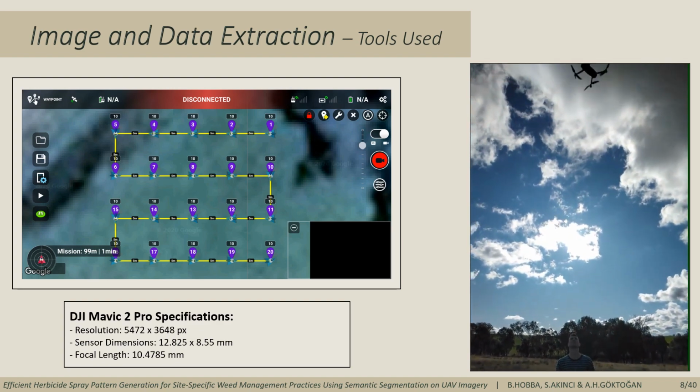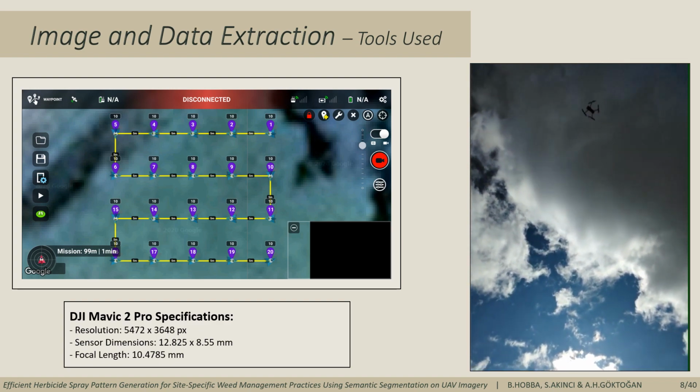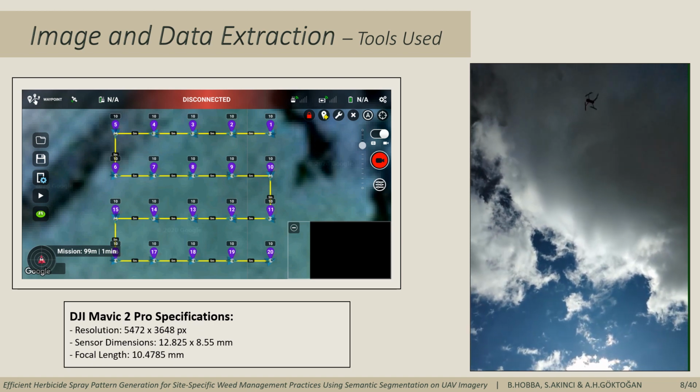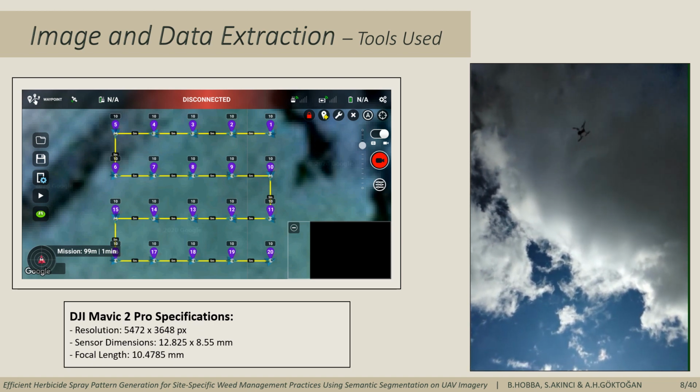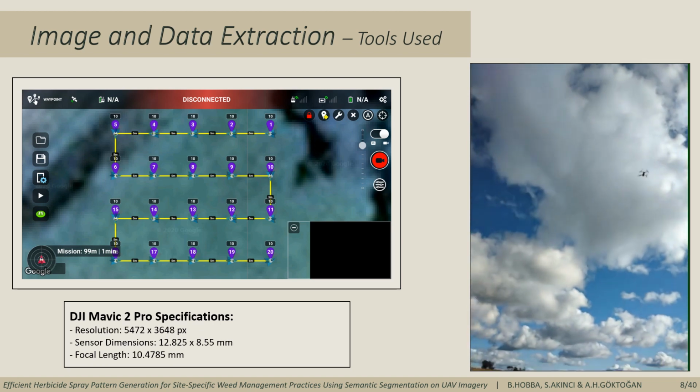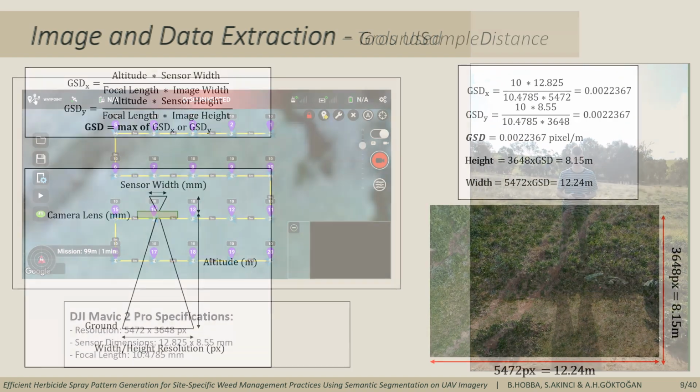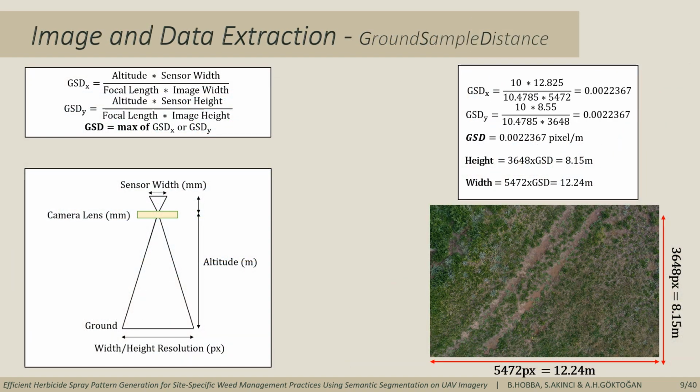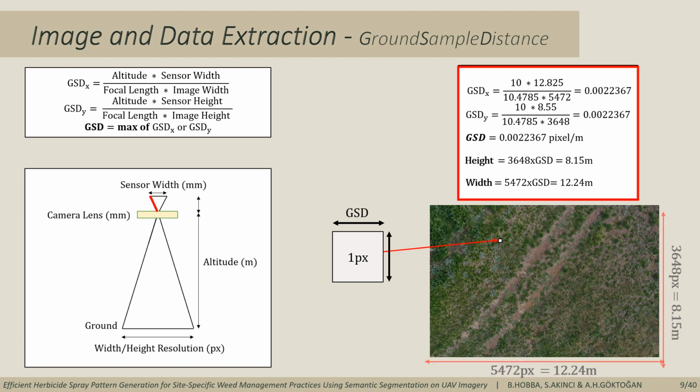The waypoint following tool was Litchi, and the UAV being used was the DJI Mavic 2 Pro, which obtains 5,472 by 3,648 pixel resolution images. The ground sample distance, GSD, is calculated from the congruent triangles formed between the UAV camera lens and the ground. This method converts 1 pixel to a physical distance. Images were taken at an altitude of 10 meters, which translates to a region of 12.24 meters by 8.15 meters.